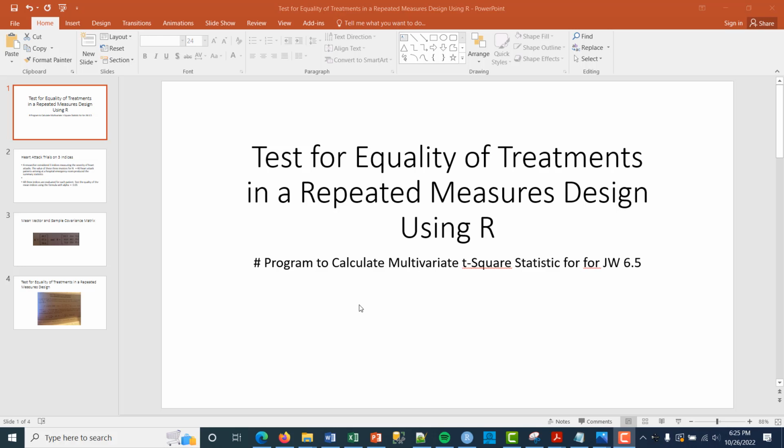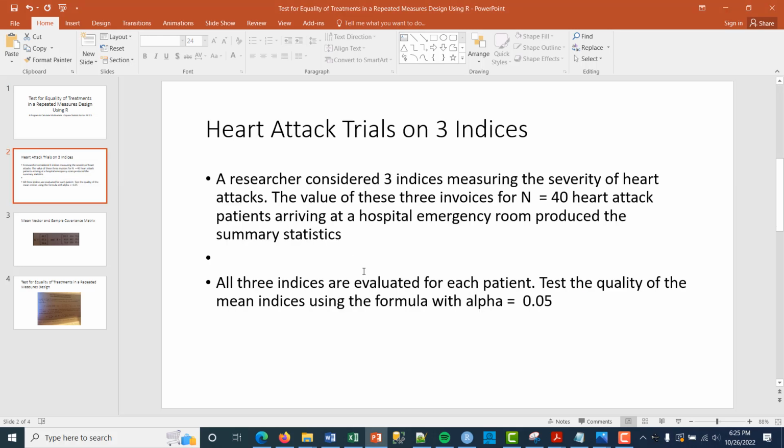Videos for data science, statistics, analytics. Today this is going to be hands-on. It's going to be a multivariate statistical analysis, testing for quality of treatments, heart attacks actually, in a repeated measure design using R. So we're going to be calculating a T-squared statistic, a multivariate T-squared.